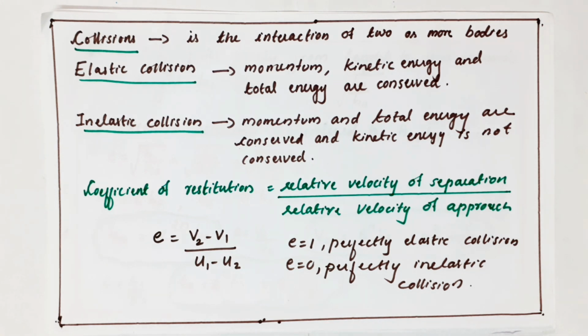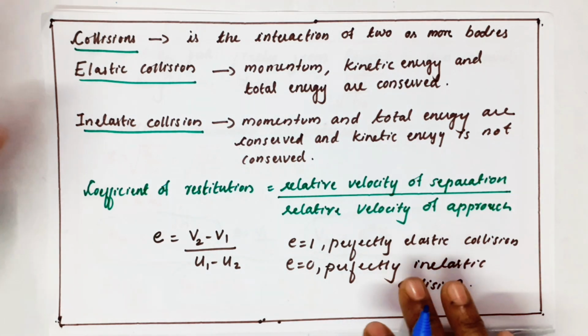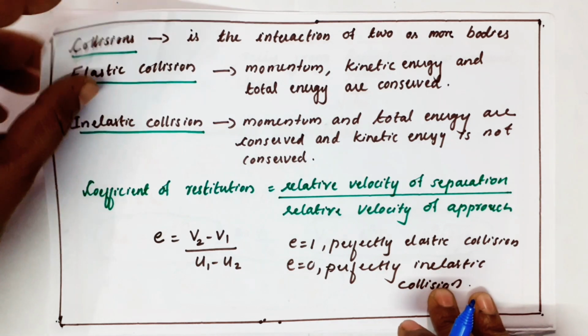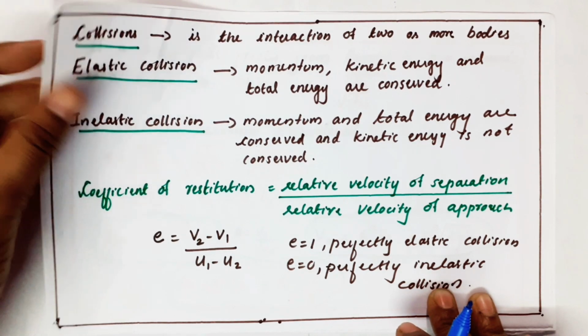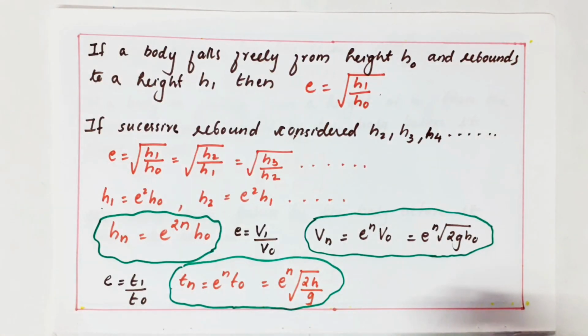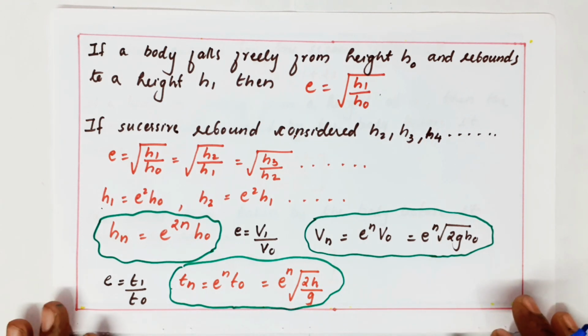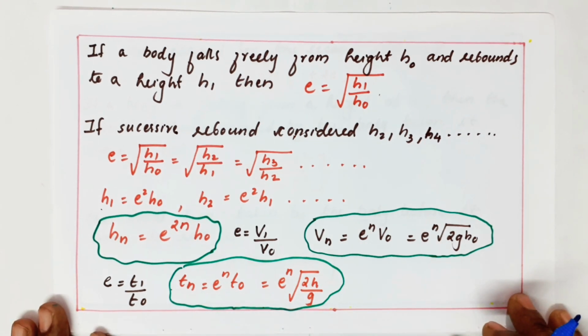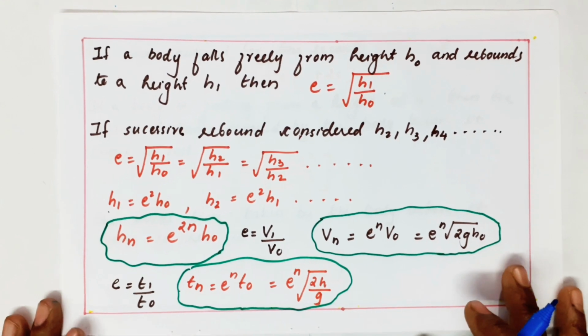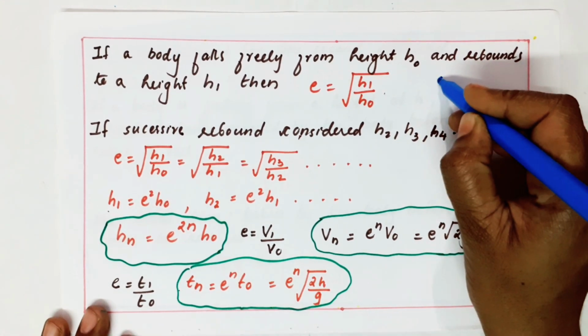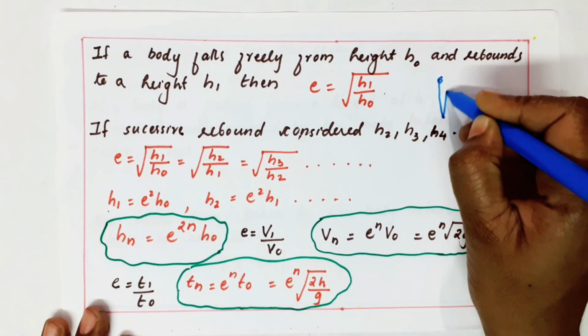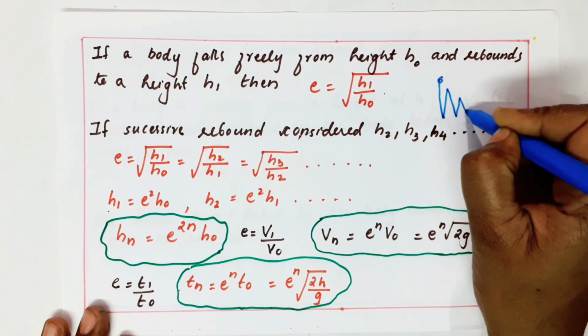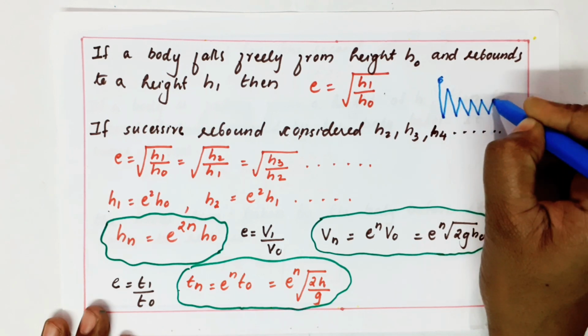If e value equals 1, it is called a perfectly elastic collision, and if e value equals 0, it is a perfectly inelastic collision. Now, the next case: if a body falls freely from a height of h naught and rebounds to a height of h, the body comes down to the ground, goes up, comes down, goes up. This is called the rebounding case.